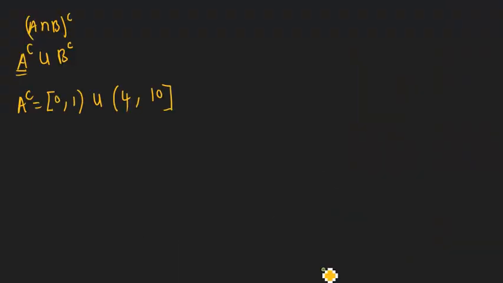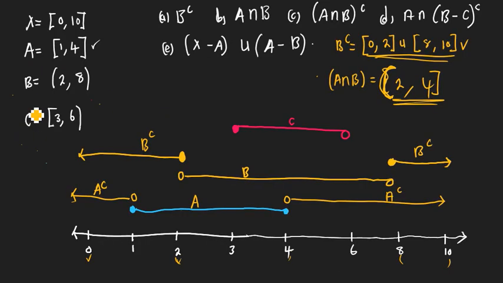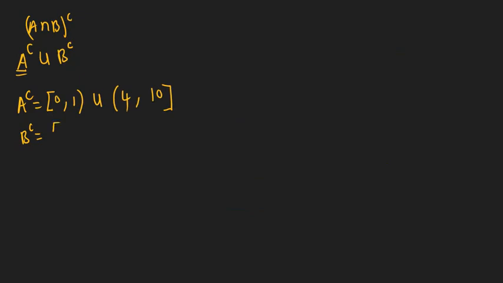And then B complement is this set. Did we write it? Okay, it's there. It's coming from 0 up to 2, union 8 to 10. So now you ask yourself, they are saying we unite this: A complement union B complement.